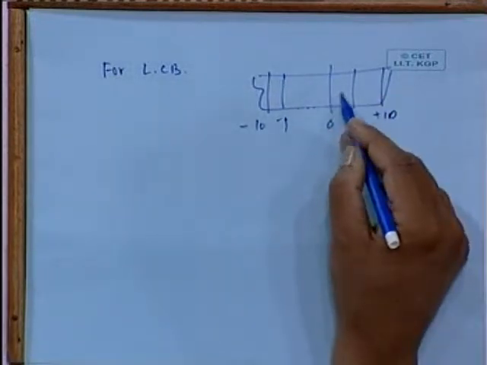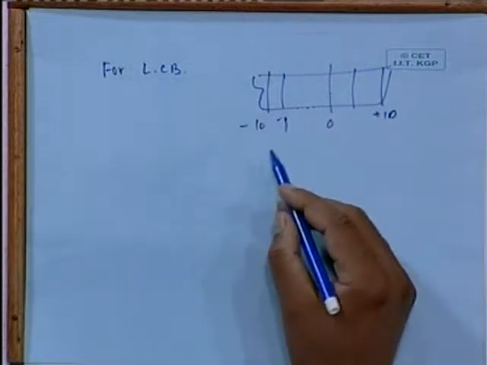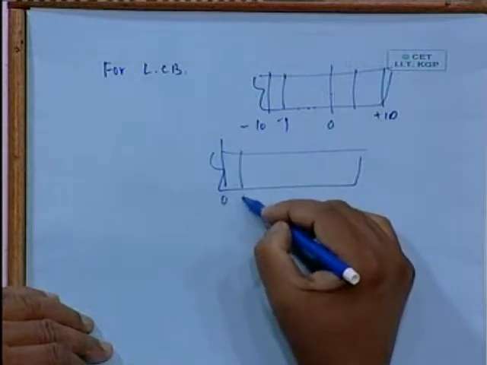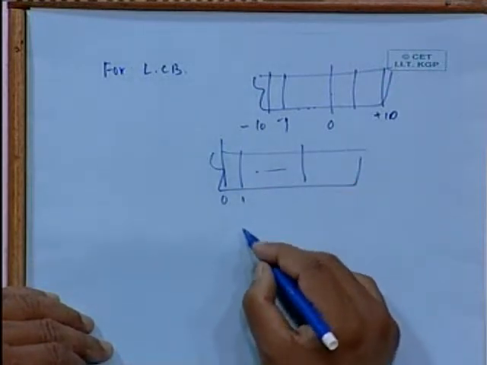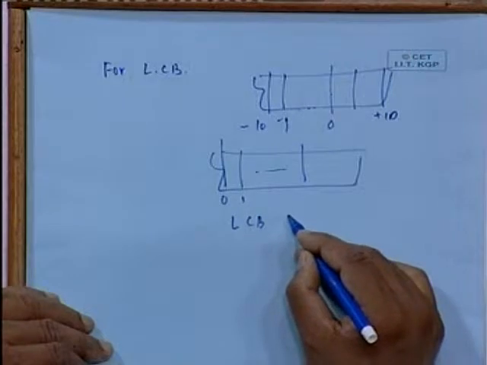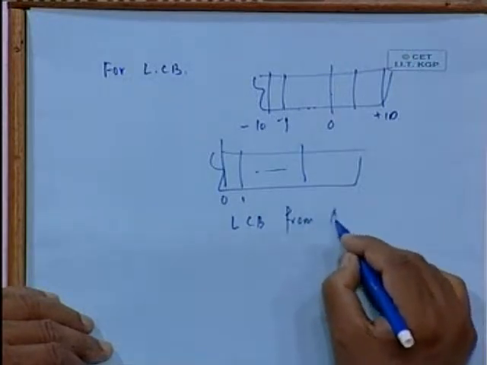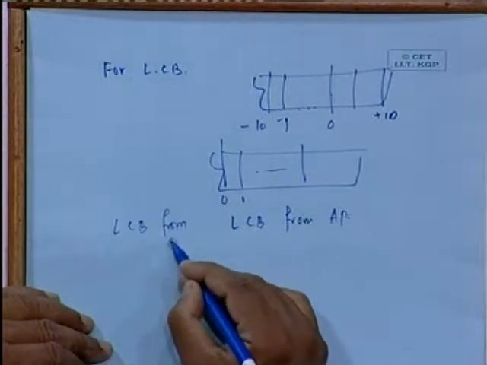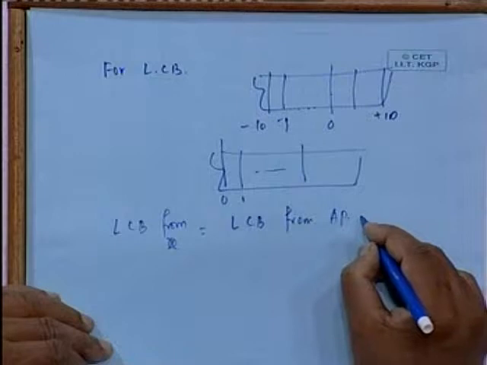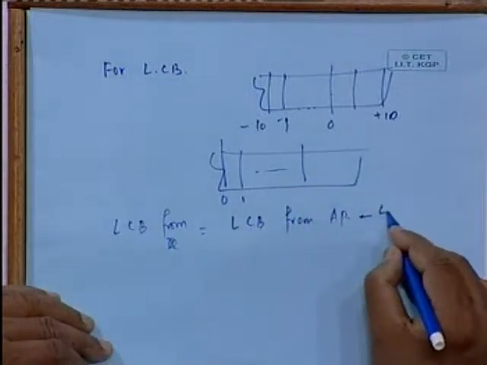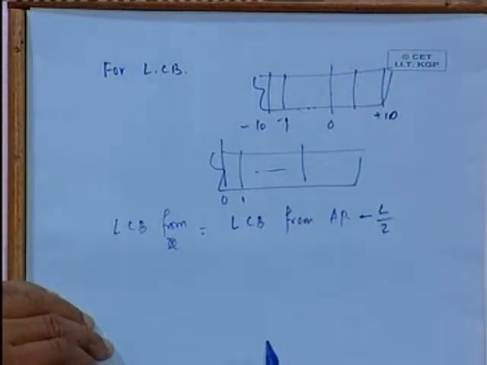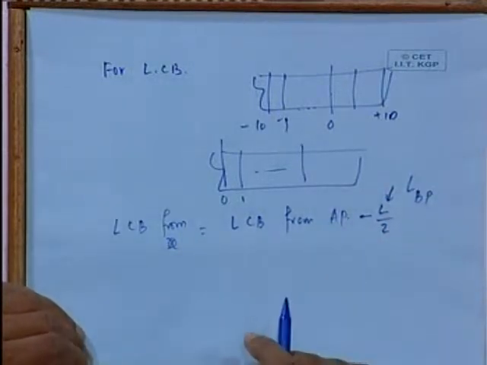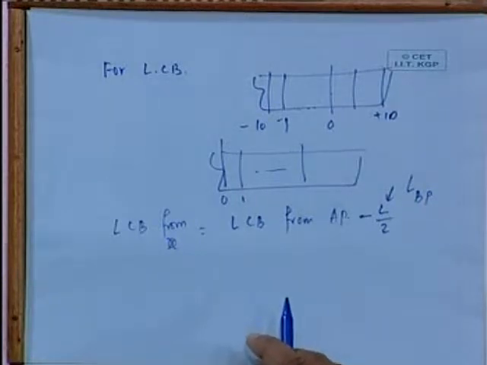What you have done here is that you have chosen the axis to be at midship, or you can take from here 0, 1, etc. And after finding out LCB from AP, then LCB from midship is this minus L by 2. You can just do, L is the ship's LBP. So it is a one line calculation, so there is no problem.